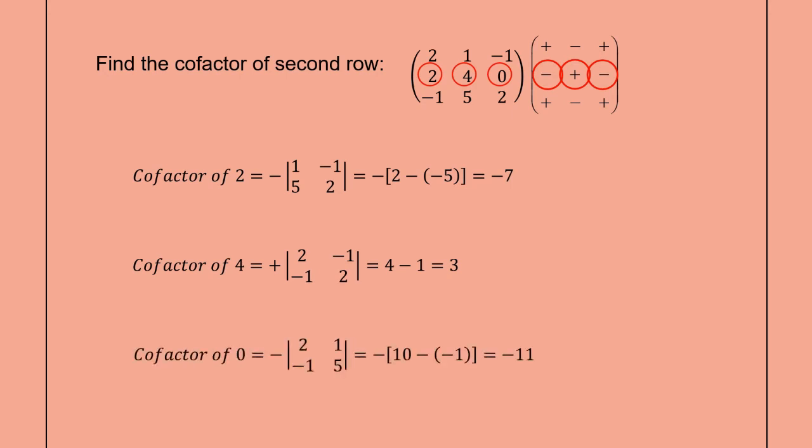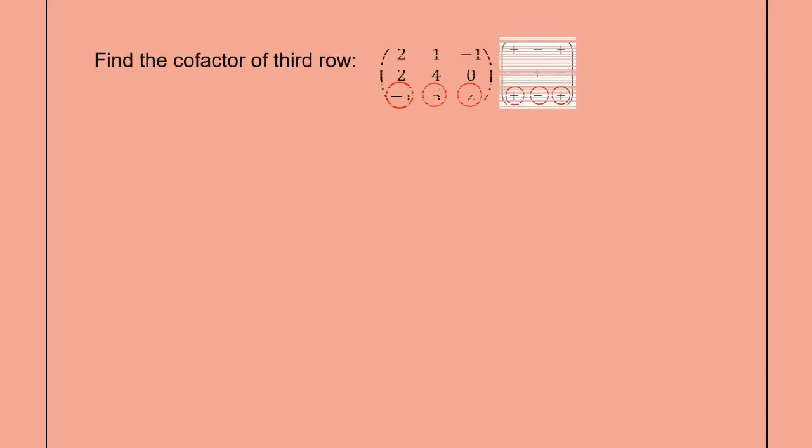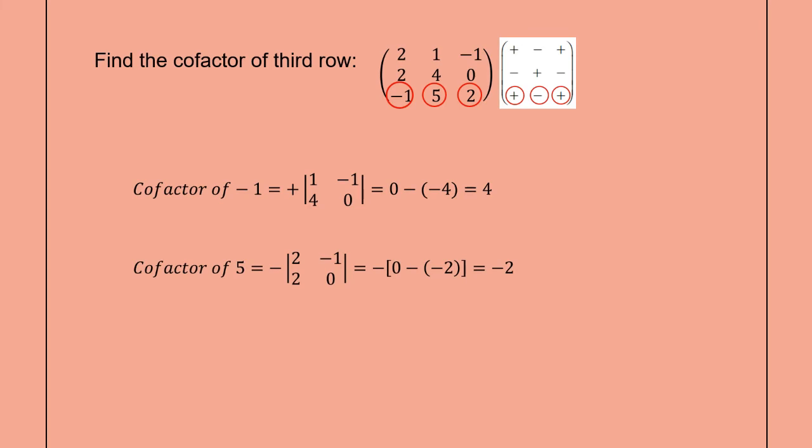The same thing will go to the third row. By using the same method, we can get the cofactor for the third row. For -1, we will get 4. Then for the cofactor of 5, we will get -2, and the last one, for the cofactor of 2, we will get 6.